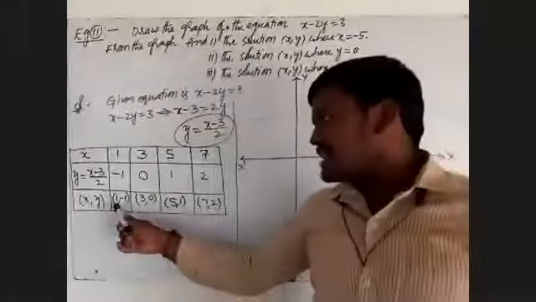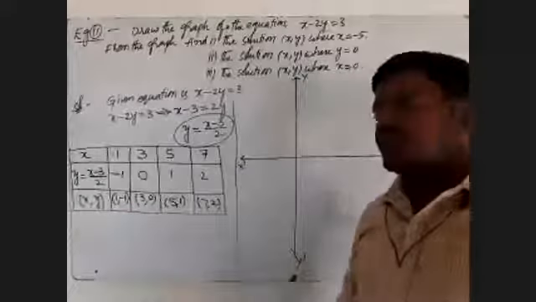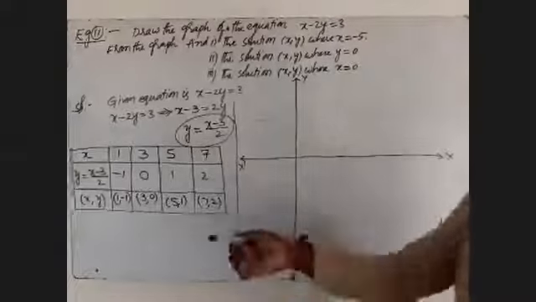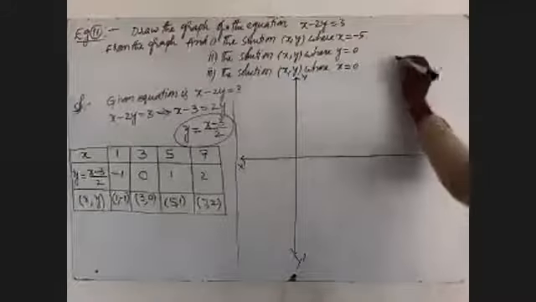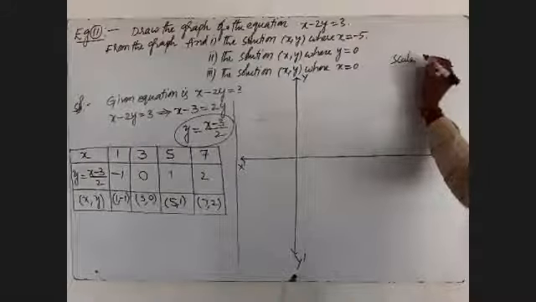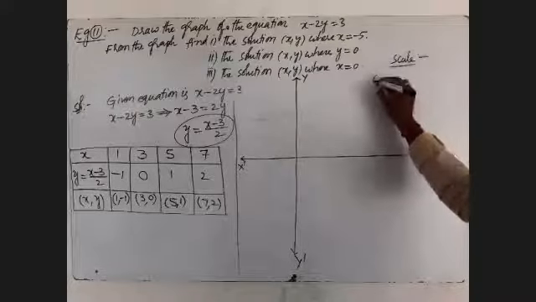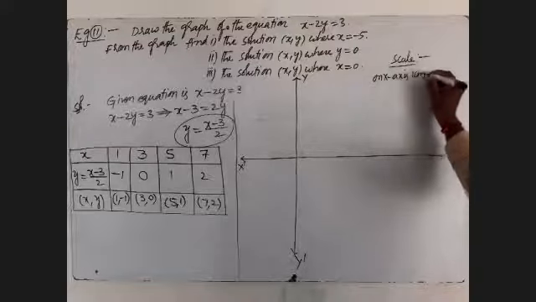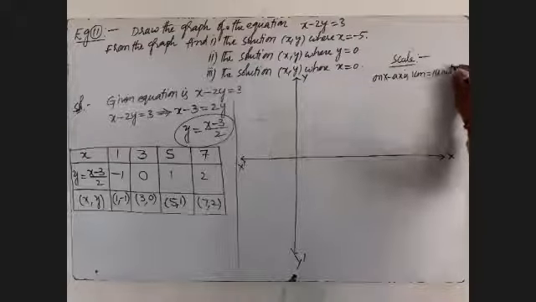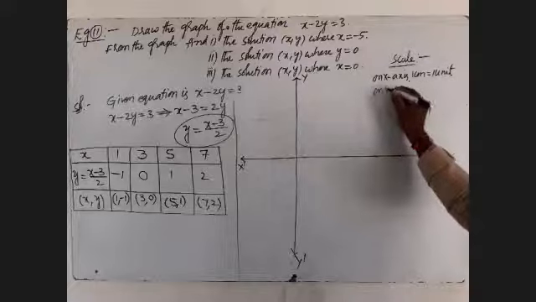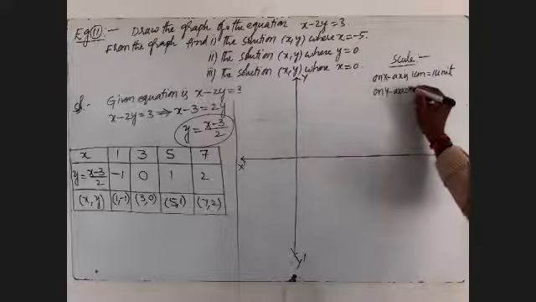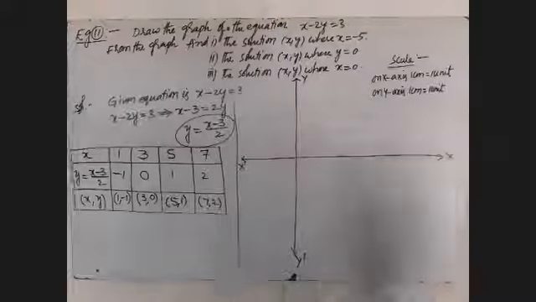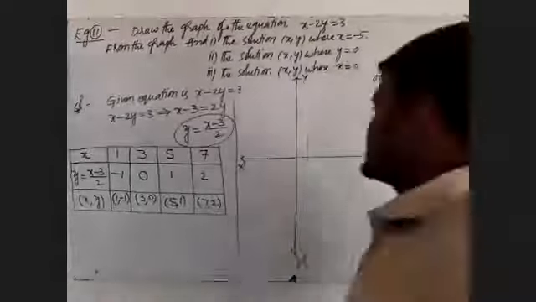Their x coordinates are 1, 3, 5, 7, all are up to 7. We'll write their scale. On the x-axis, 1 centimeter is equal to 1 unit we will take. After that, on the y-axis, 1 centimeter is equal to 1 unit we will take. Here we'll observe, this is the origin.